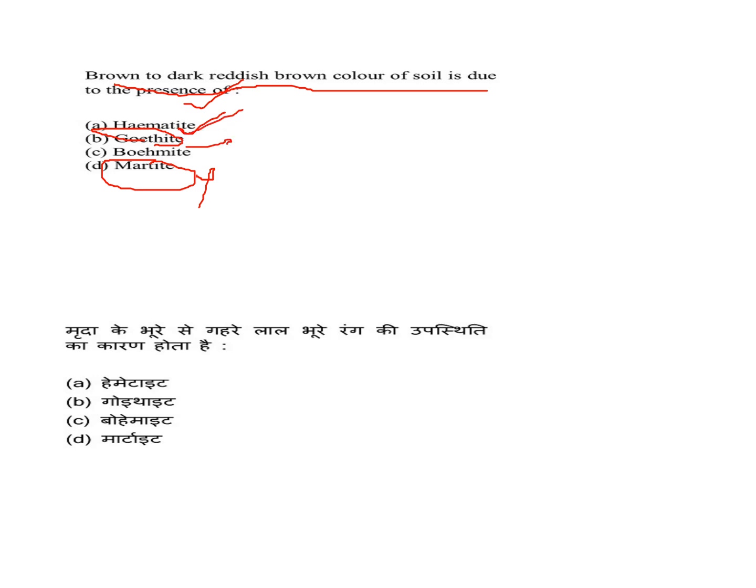Goethite is yellow in color. Hematite is brown to dark reddish brown. This is because of the presence of iron oxide mineral in the hematite.